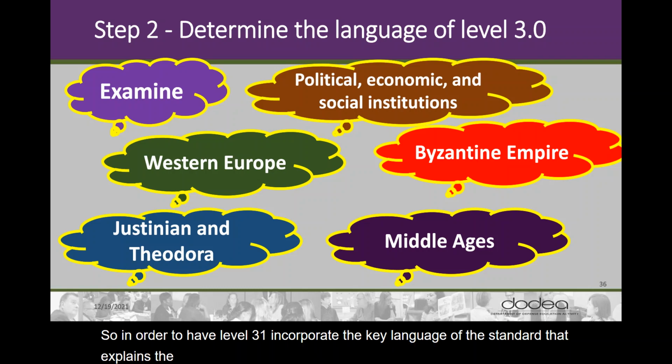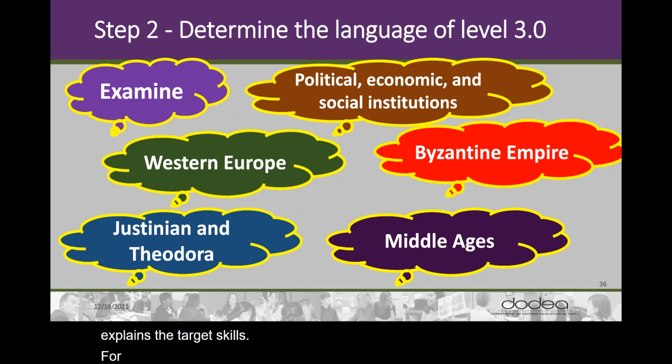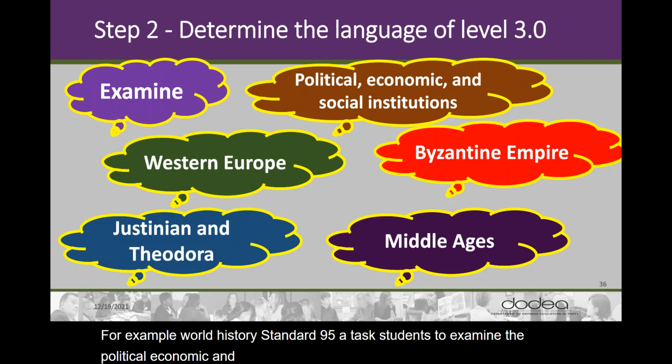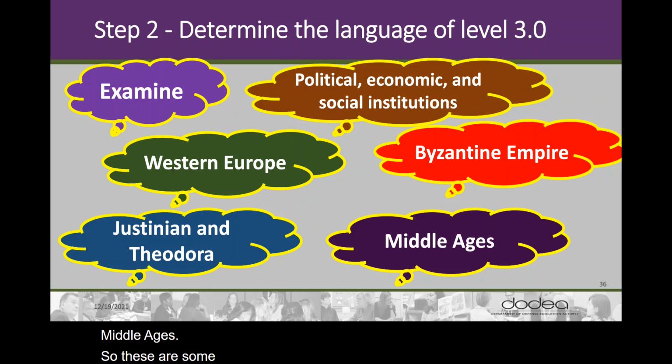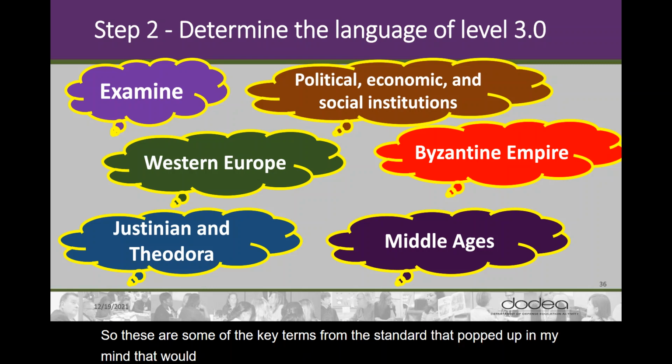target skills. For example, World History Standard 9.5a tasks students to examine the political, economic, and social institutions of feudal Western Europe and the Byzantine Empire, including the role of Justinian and Theodora during the Middle Ages. So these are some of the key terms from the standard that popped up in my mind that would be included in the description of proficient achievement.